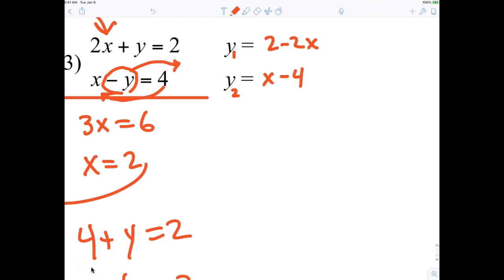Now we're going to just double check it real quick on our calculator. Type in 2 minus 2x, and type in x minus 4. And then calculate the intersection. And that is correct.